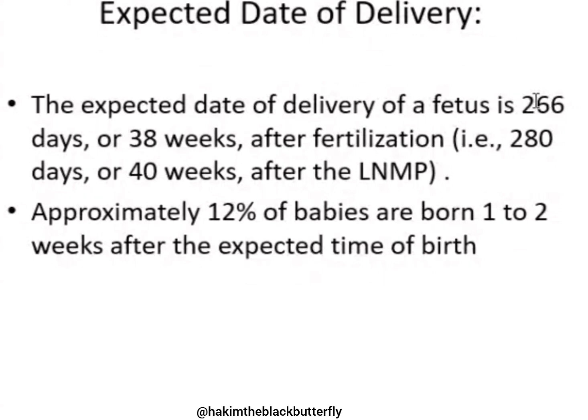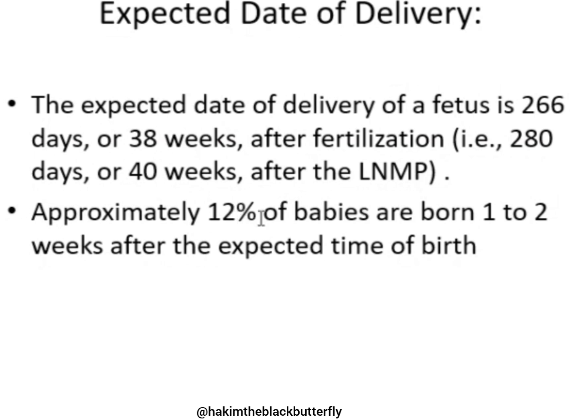So the easiest way of counting these days and estimating the date of delivery is to count 280 days or 40 weeks after the last normal menstrual period. When was the last time you had your normal menstrual period? Then you count 280 days or 40 weeks from there. Then that is the estimated date of delivery. It might be exactly at that date, or slightly before or after, but that is the estimated date of delivery, 40 weeks after the last normal menstrual period.